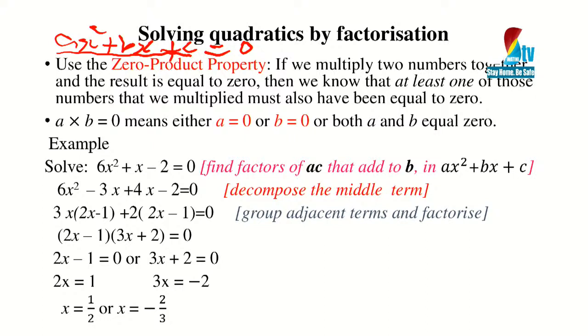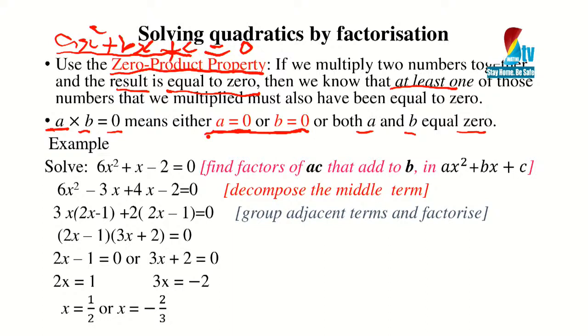The zero product property tells us that if we multiply two numbers together and the result is equal to 0, then at least one of those numbers must be equal to 0. So in general, if a times b equals 0, where the two numbers are a and b, it means that either a is equal to 0, or b is equal to 0, or both a and b are equal to 0. We are going to use this fact when solving by factorization. Remember, we factorize the expression on the left hand side, then we use the zero product property to find the solution.